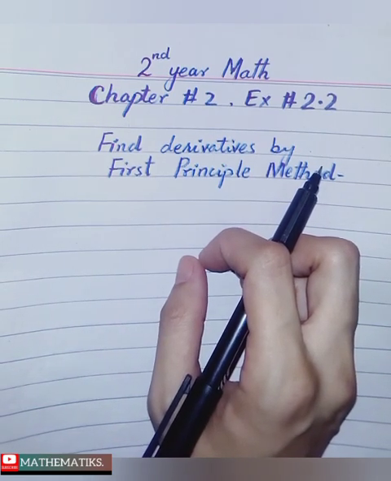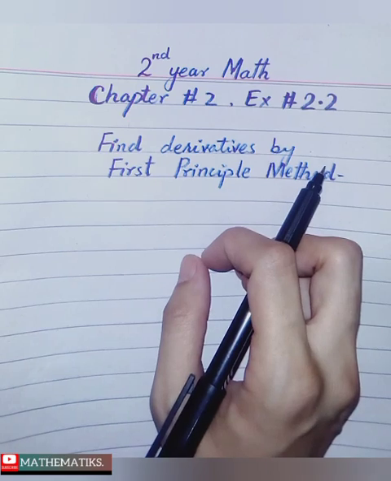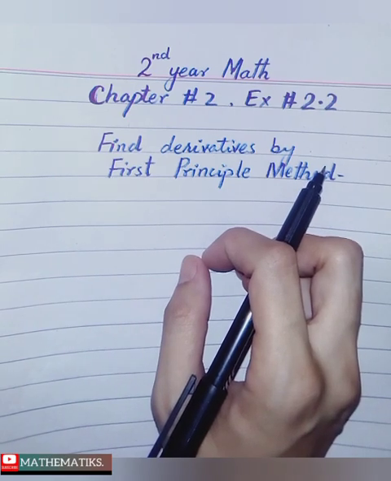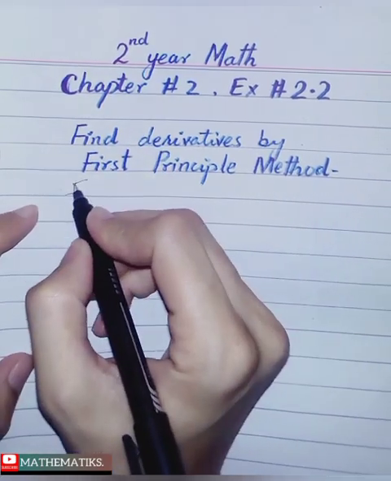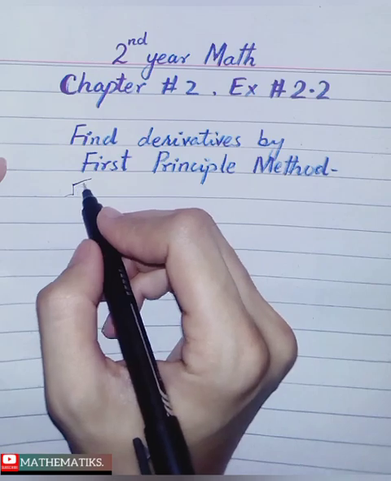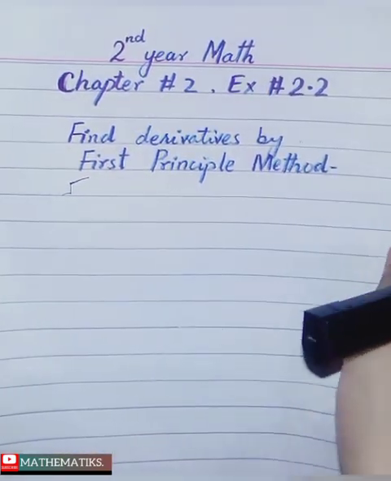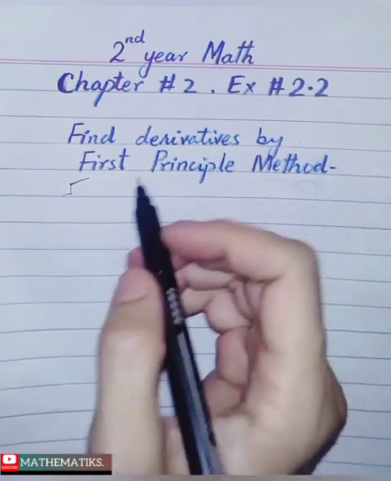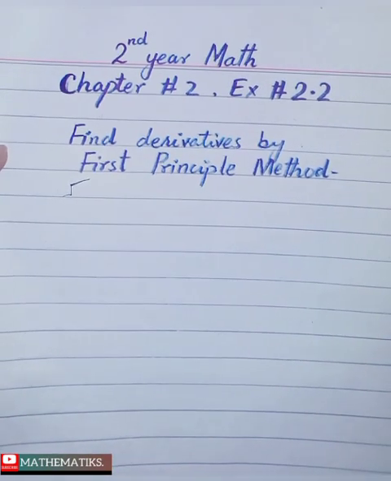but the method was different because those questions included under root, meaning the power of a variable was 1 by 2. That method was a bit different from this method. So keep in mind that if you have questions including under root, then you can follow that method. But if you do not have under root in your question, then you have to follow this method, which includes rationalization, and this method includes binomial theorem. We have to apply binomial theorem in this method.